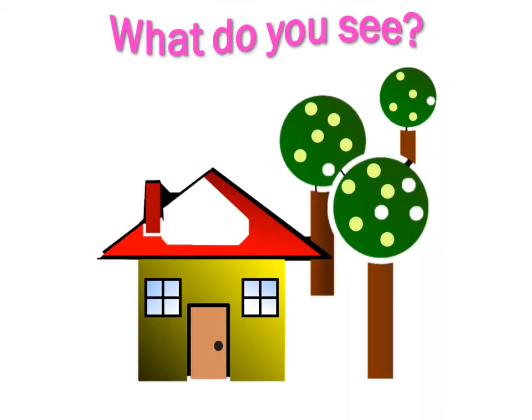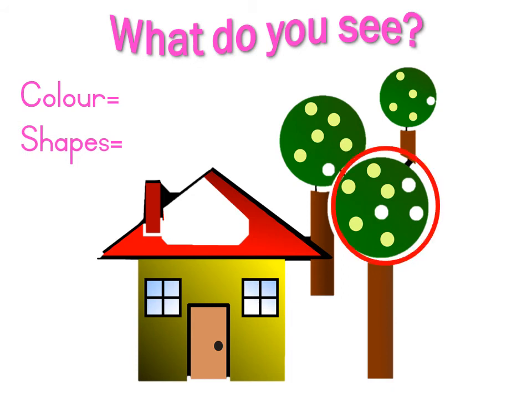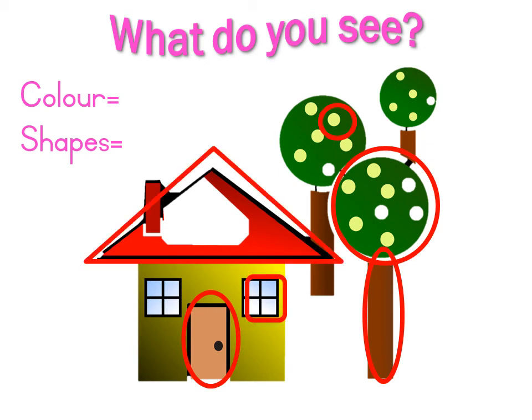Now, what do you see? We see a house with some trees. What else do you see in the picture? We see some colors and we see some shapes. Let's see what colors we see. A green tree, yellow apples, a brown tree trunk, a beige door, some blue windows, a red roof, and a yellow house. So those all together make 7 different colors.